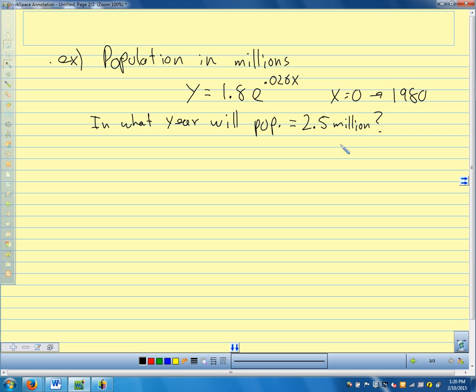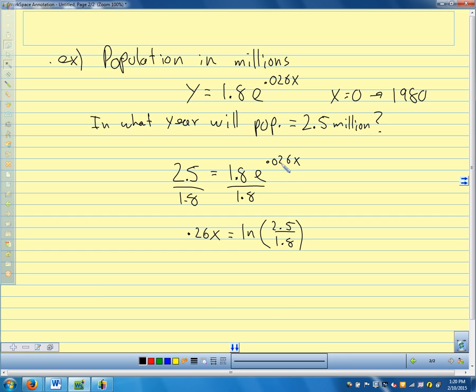Let's plug in 2.5 million for the y. Do I plug in 2.5 million? 2.5, right? Because it says the population in millions. 2.5 equals 1.8 e to the 0.026x. And we know how to solve this, right? What do we do here? Divide by 1.8, get the exponential by itself. So when I divide by 1.8, and then I would take the natural log of both sides, so that goes away, and I'm going to get 0.026x equals the natural log of 2.5 over 1.8.